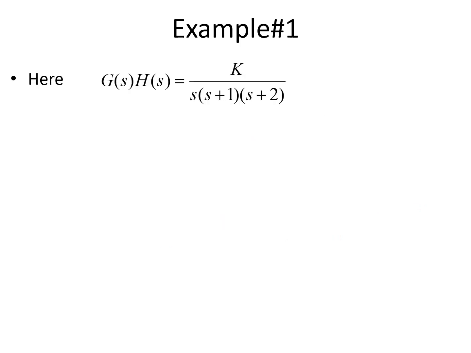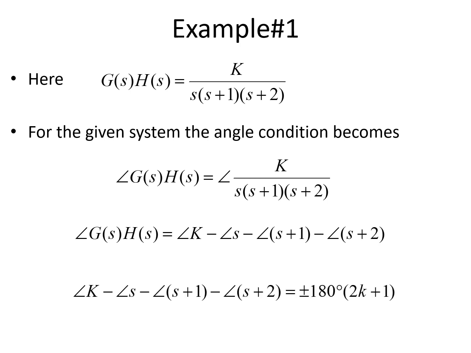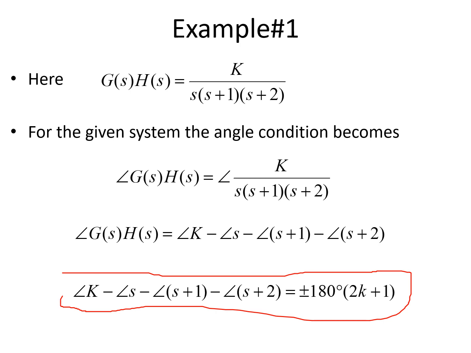So let's start. It's a unity feedback system, so G(s)H(s) is equal to K divided by s into s plus 1 into s plus 2. The first thing is to find the angle. The angle of G(s)H(s) is the angle of K minus the angle of s minus the angle of s plus 1 minus the angle of s plus 2, and it should be an odd multiple of 180 degrees as usual. This is the angle condition that has to be satisfied.